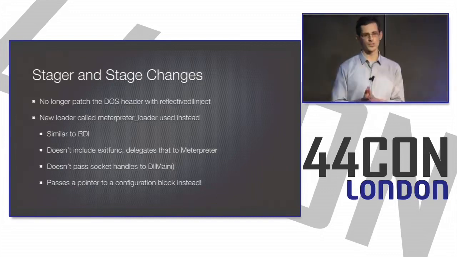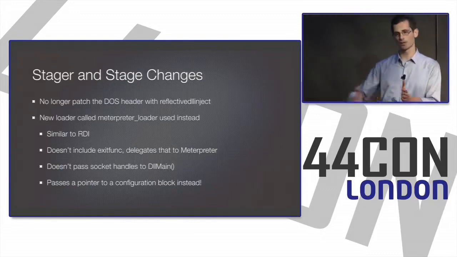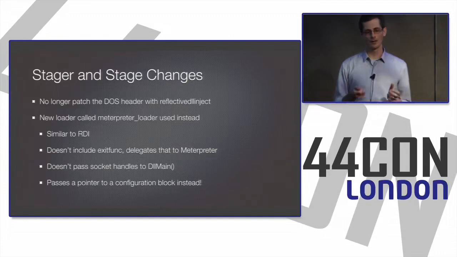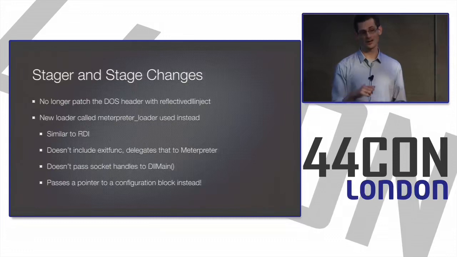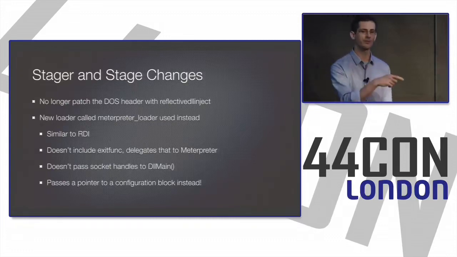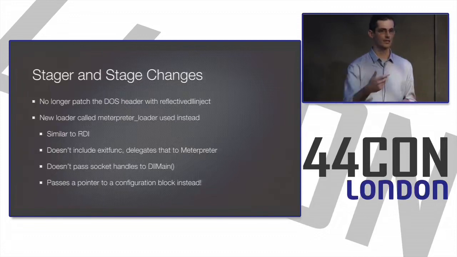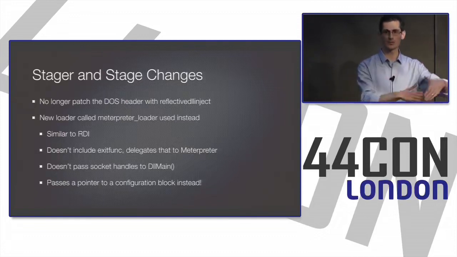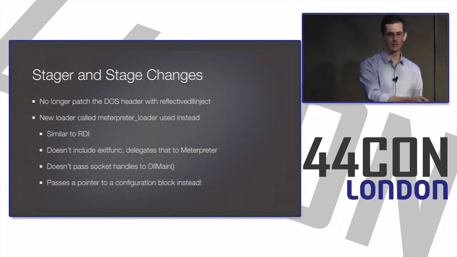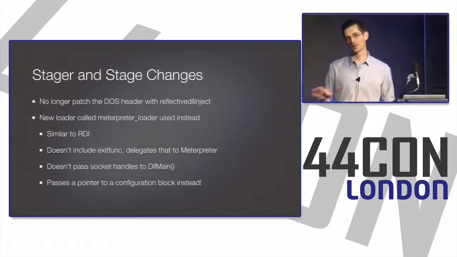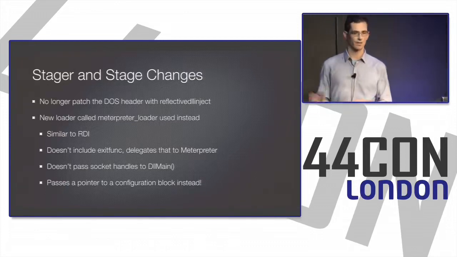But what we need to be able to do is generate what we're calling a configuration block, and that lives in memory alongside the stage. So instead of giving Meterpreter a socket handle reference so that it can take over communications, Meterpreter now expects a pointer to somewhere in memory where that configuration block lives. And so this new loader doesn't take the socket out of RDI, shove it on the stack and make a call. It takes it out of RDI, writes it to an area of memory inside the config block, and then sends a pointer to the config block to Meterpreter instead. And it no longer worries about exit func. It lets Meterpreter handle that for you.